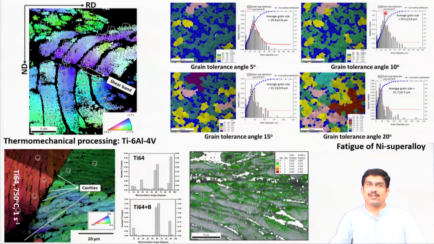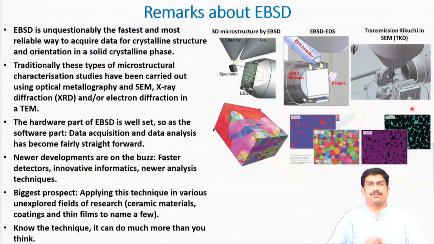So, those kinds of studies, EBSD comes out to be very, very important for them. So, these are a couple of examples. Finally, these are my concluding remarks about EBSD. First of all, EBSD is unquestionably the fastest and most reliable way of acquiring data for any crystalline materials.